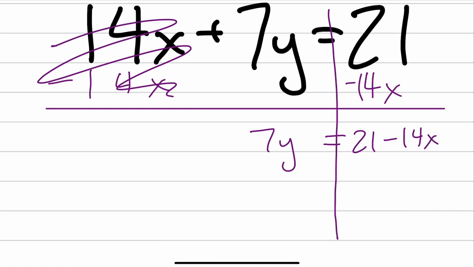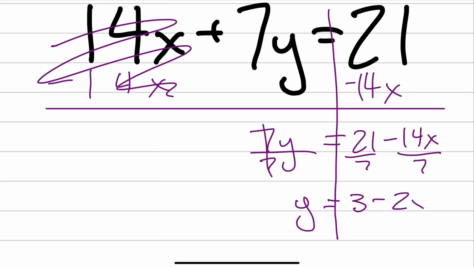Remember, we cannot subtract those because the 14 has an x on it. They are not like terms. Okay, so I still want y by itself, so I'm going to divide by 7. When you do that, you're going to divide every term by 7. So you have y equals 21 divided by 7, well, it's going to be 3, minus 14 divided by 7, that's going to be 2, and don't forget your x.